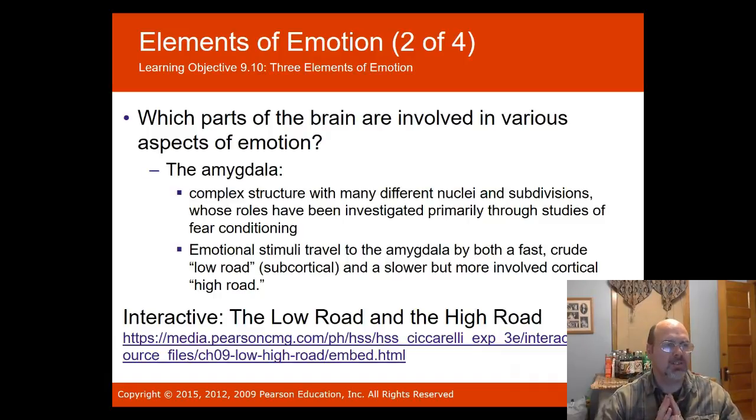First, the amygdala is a complex structure with many different nuclei and subdivisions whose roles have been investigated primarily through studies of fear conditioning. See, the emotional stimuli travel to the amygdala by both a fast, crude low road, which is through the subcortical structures of the brain, and a slower and more involved cortical high road. There's a little interactive image here to help you understand.